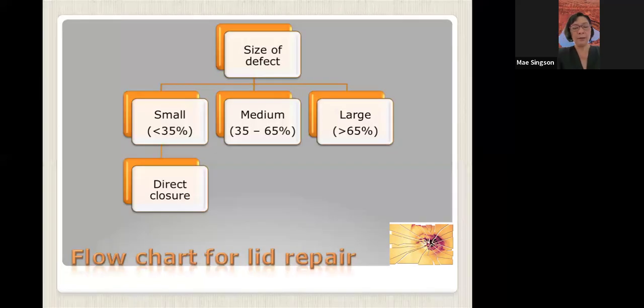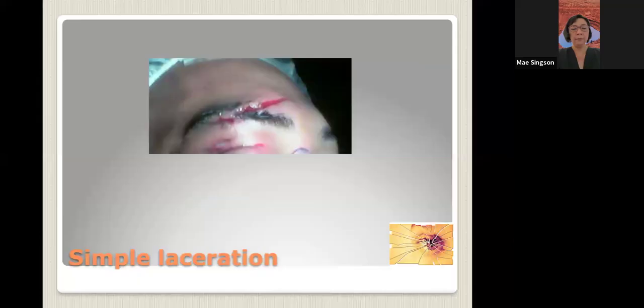Next slide, please. So let us now discuss lid repair according to size of defect. So of course we have a small, medium, and large defect. When you have a small defect, that is easy. You just do direct closure. Debride well and clean well, and then direct closure. Next slide, please. So, well, that's okay. So that's a simple laceration, just requiring direct suturing and closure.